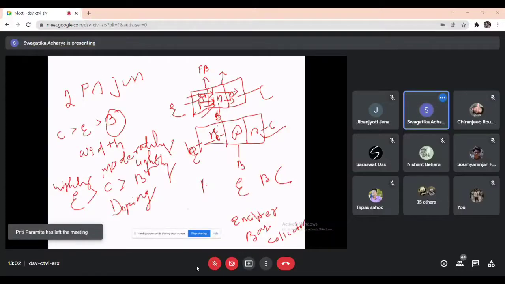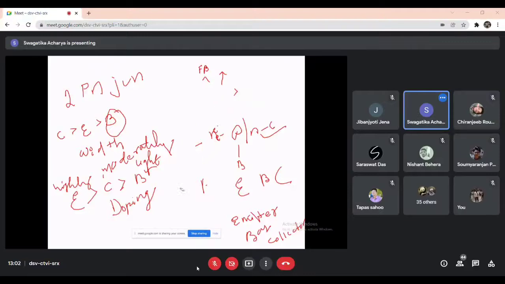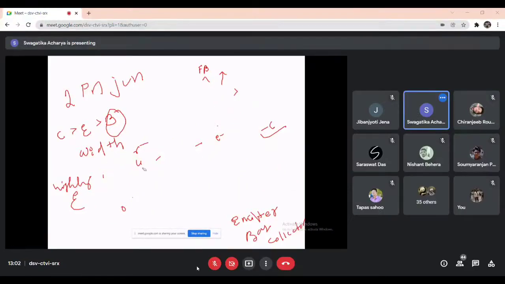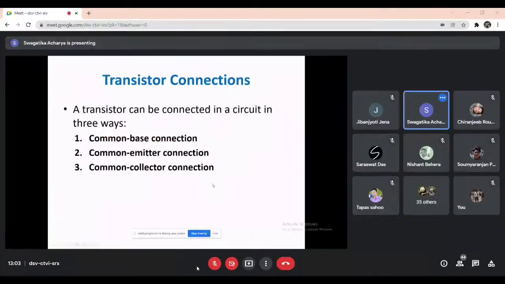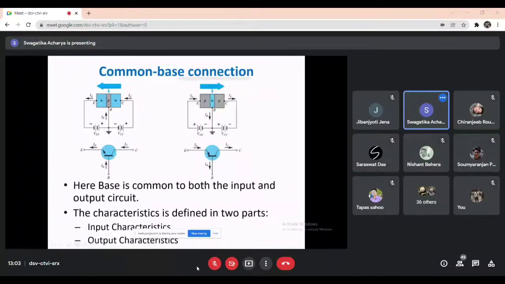This will look like this. So this junction is the emitter base junction. Okay, I'm repeating.